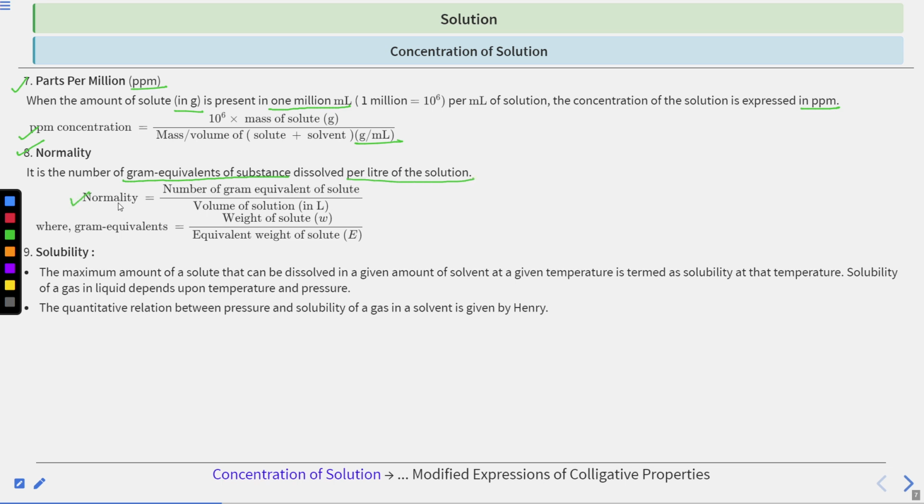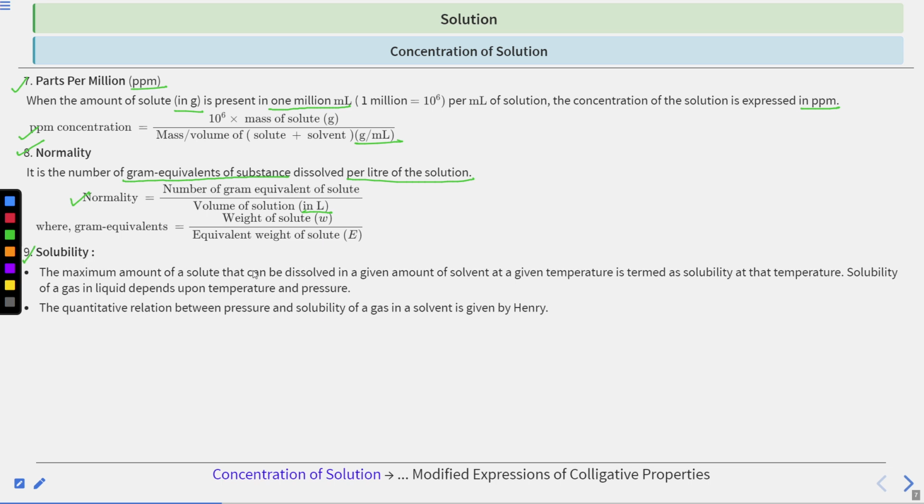So normality is given by number of gram equivalent of solute divided by volume of solution in liter, where gram equivalence is defined as weight of solute per equivalent weight of solute. Okay. Ninth term is solubility.